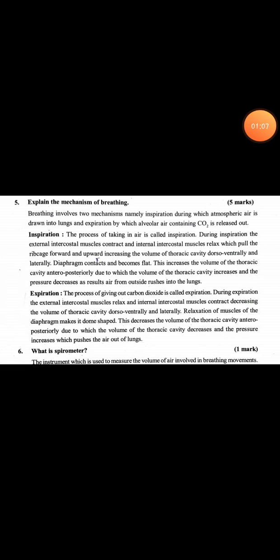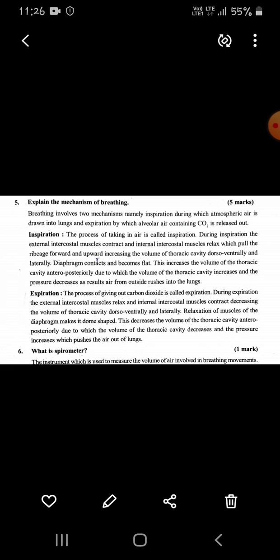Next is expiration. Giving out of carbon dioxide is called expiration. In expiration, the external intercostal muscles relax and the internal intercostal muscles contract, and the diaphragm becomes dome shaped. In inspiration it becomes flat, but here it becomes dome shaped, and pressure increases when we push the air out of the lungs.